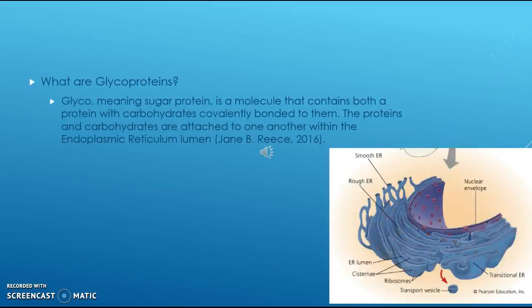What are glycoproteins? Glyco, basically meaning sugar protein, is a molecule that contains both a protein with carbohydrates covalently bonded to them. The proteins and carbohydrates are attached to one another within the endoplasmic reticulum lumen, also known as the ER. You'll notice the picture in the lower right-hand corner is just a snippet from our textbook of smooth and rough ER, where glycoproteins essentially come from.